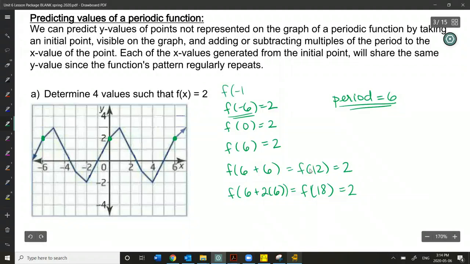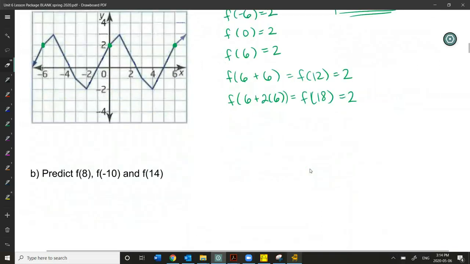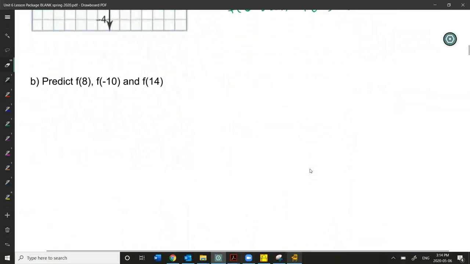So if we subtract 6 once, we'll get negative 12. That will also give us a y value of 2. Okay, so no need to continue the graph or anything like that. I know all of these values, they're all 6 units apart. They're all going to have a y value of 2. So that's one way that we can use this. We can also use this kind of like in reverse to predict y values that are not on our graph.